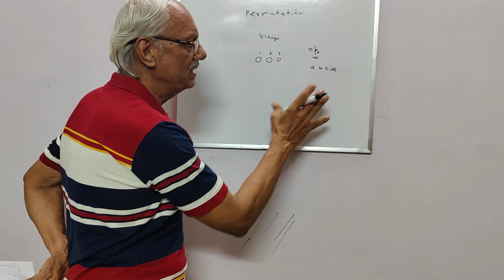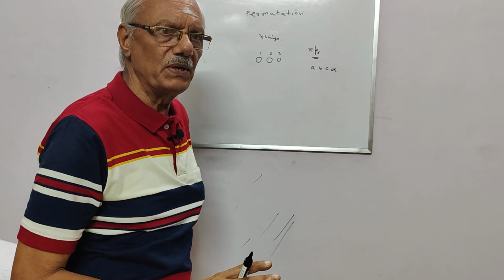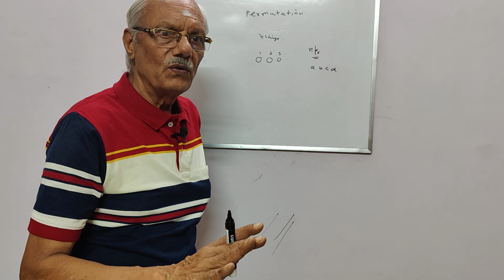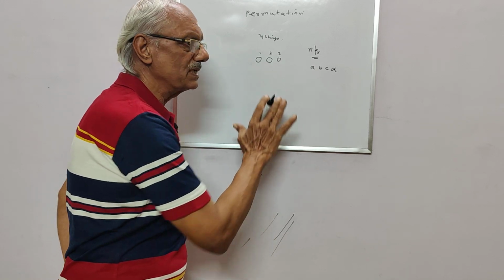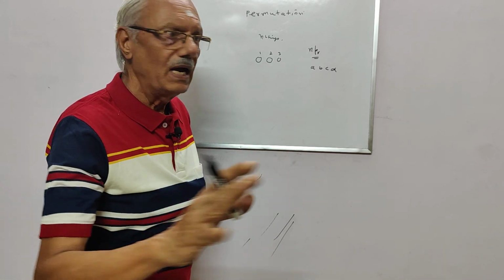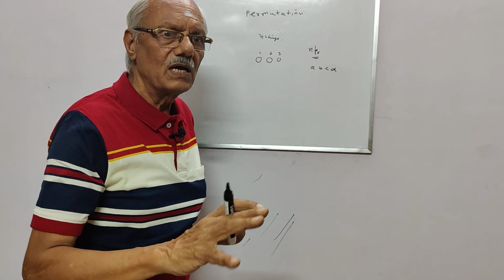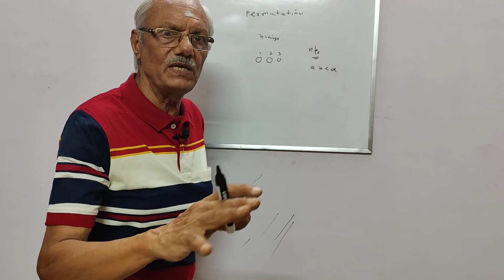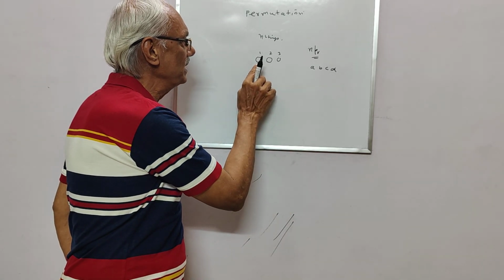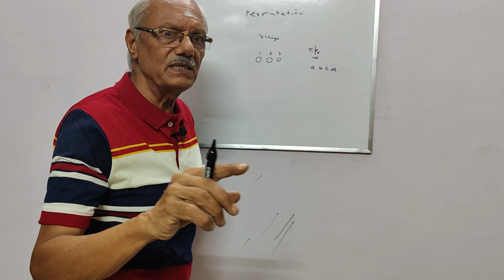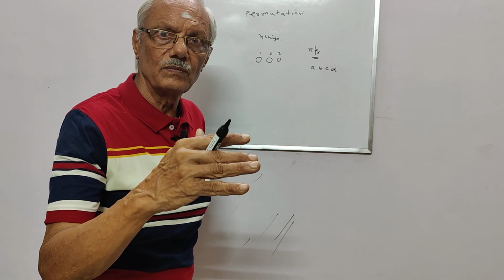And now these 4 things have to be filled in these 3 places, that is, each place has to be filled with a distinct alphabet. Repetition of the elements while filling is not allowed. That means if you fill up this place by A, the second and third place cannot be filled by A again. That is what repetition is not allowed.